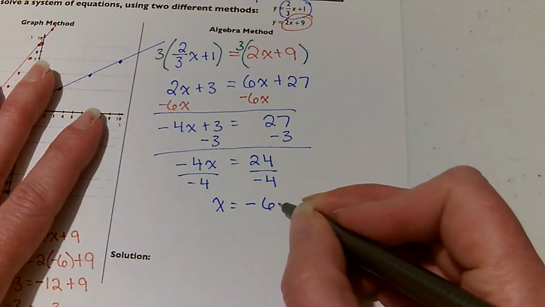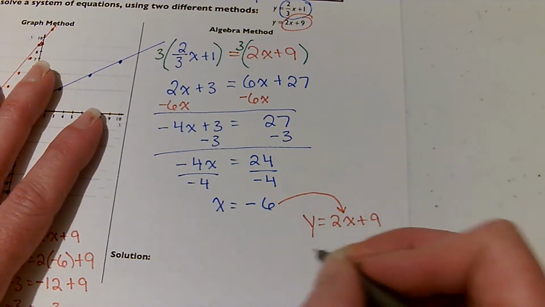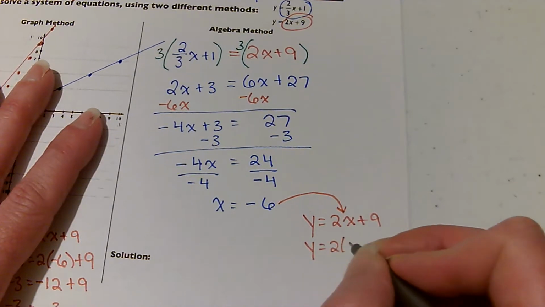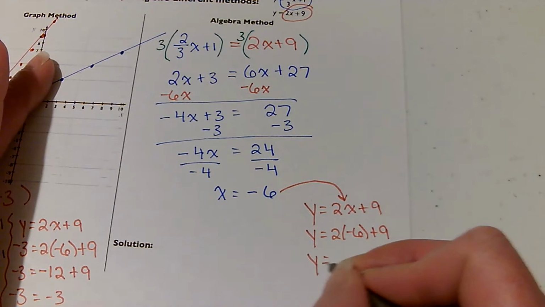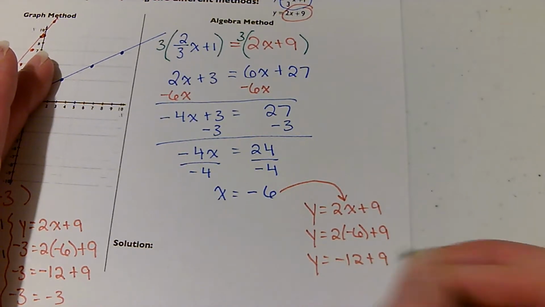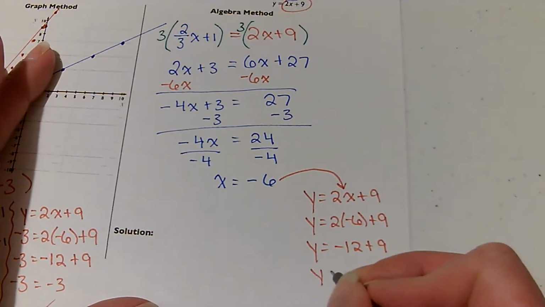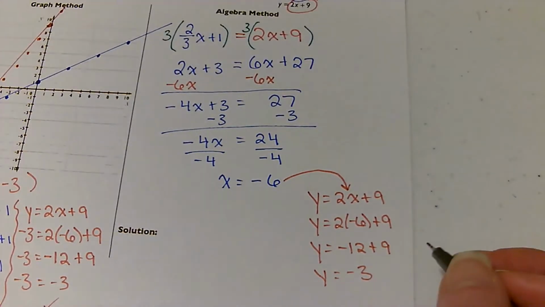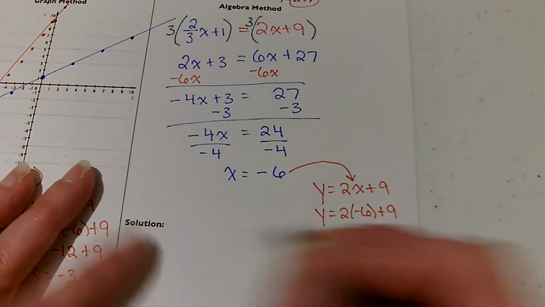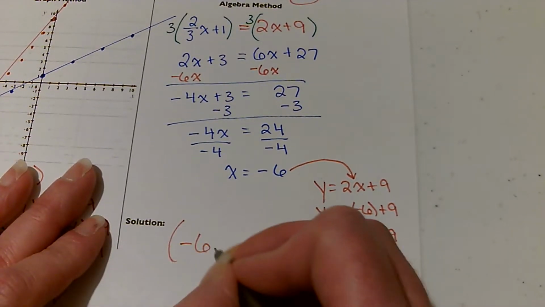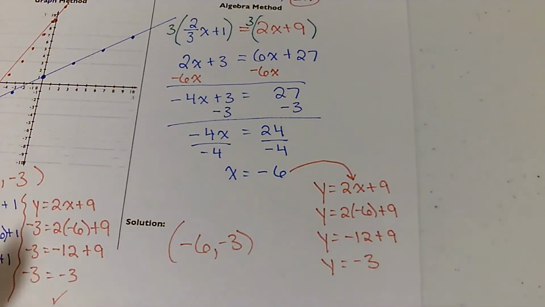And I'm going to substitute that in for x. So y equals 2 times -6 plus 9. -12 plus 9. Looks familiar because we just did it on the other page. And we end up with -6, -3, which we should have, because that's what we got on the graph, and we've already checked it.